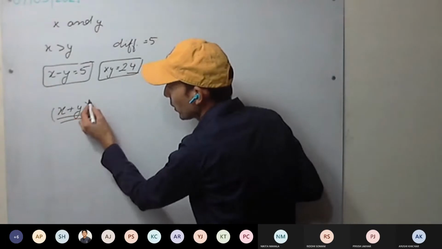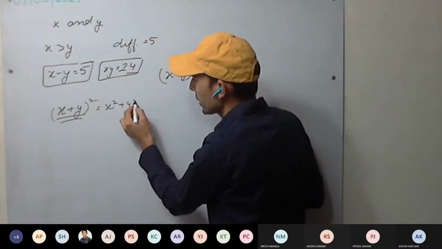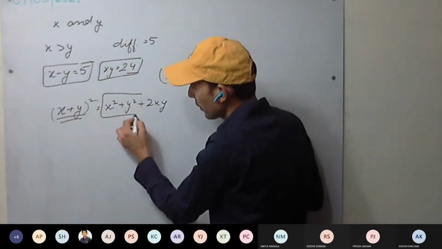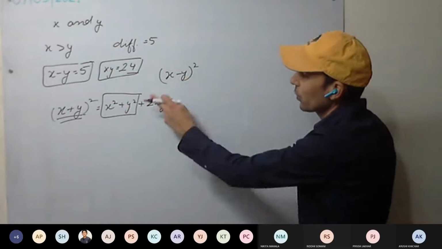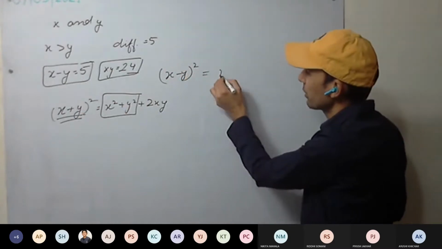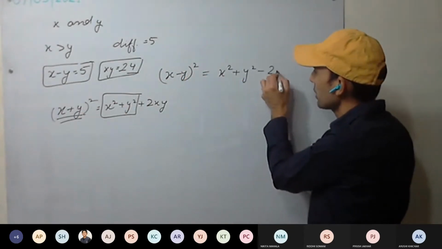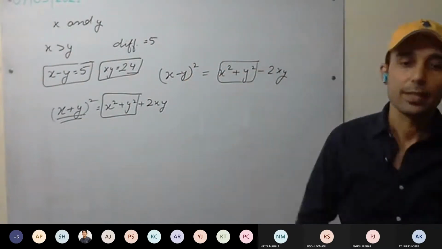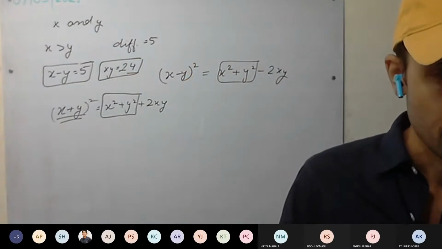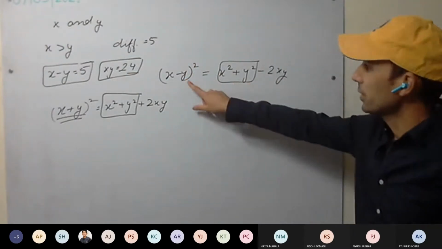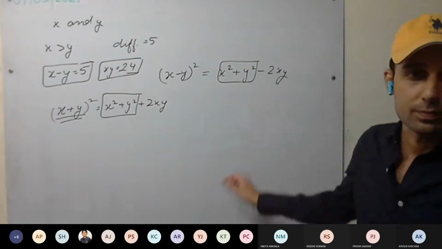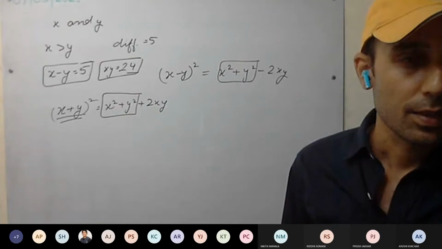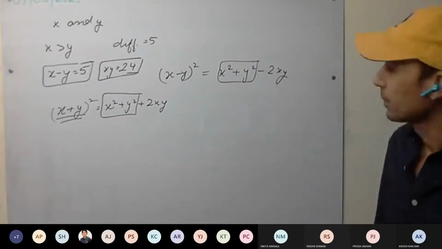So x plus y whole square equals x square plus y square plus 2xy, the second identity. But to find the value of this, we require the value of x square plus y square. And this we are going to get from the first identity, x minus y whole square equals x square plus y square minus 2xy. Calculate the value of x square plus y square from here, everyone.